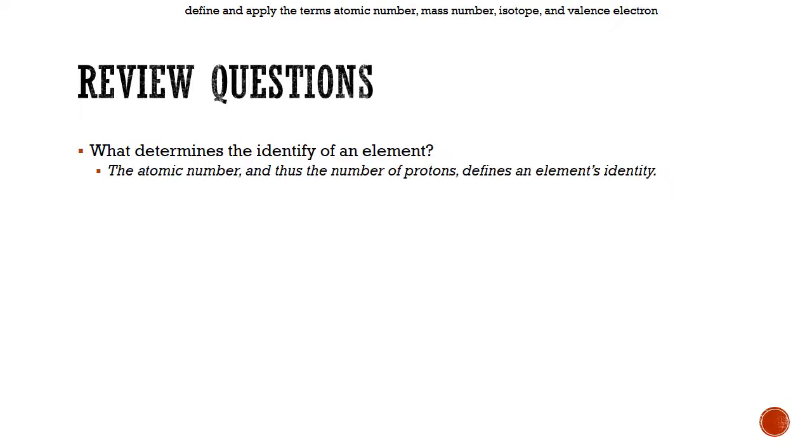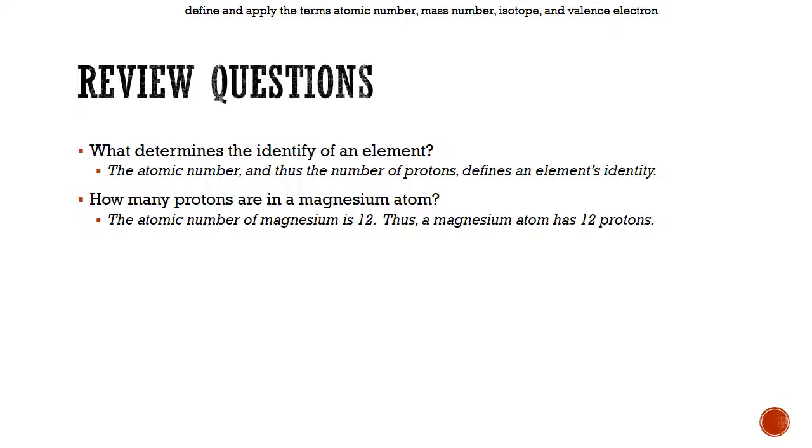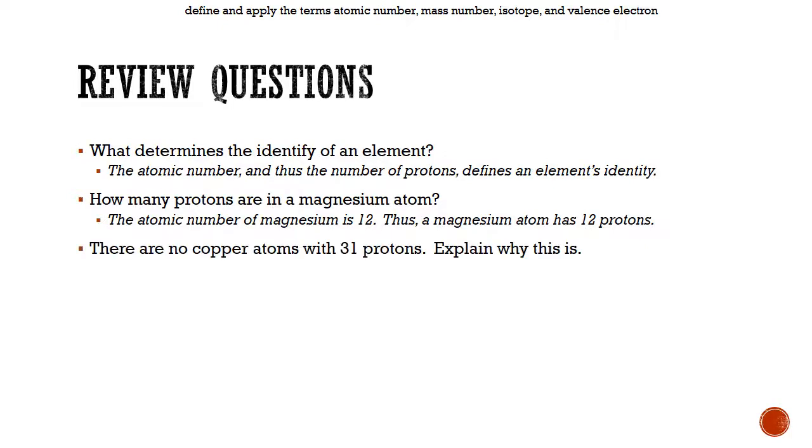The atomic number, and thus the number of protons, defines an element's identity. In other words, all you need to know is how many protons the atom has, and you will know what element it is. Question 2. How many protons are in a magnesium atom? Looking at your periodic table, find magnesium, you'll see its atomic number is 12, and thus any magnesium atom has 12 protons. Question 3. There are no copper atoms with 31 protons.